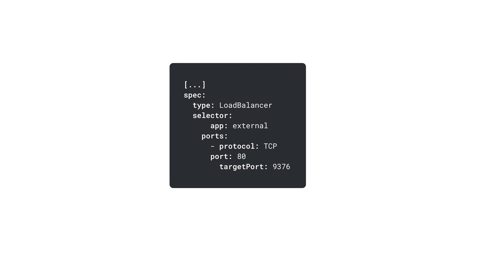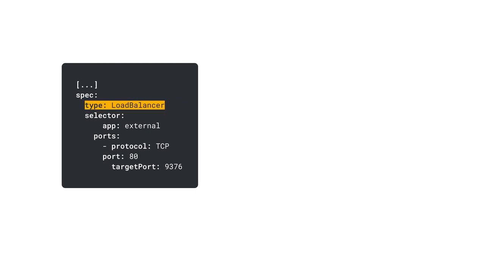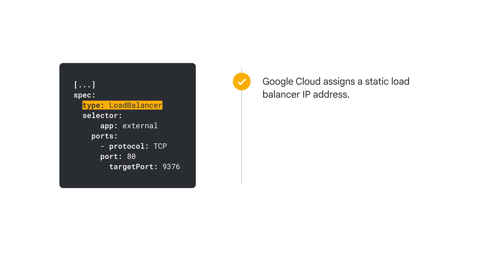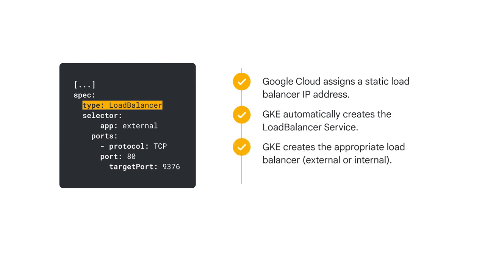To create a load balancer service, you need to start by specifying the type, load balancer. Google Cloud will then assign a static load balancer IP address that is accessible from outside your project. When you specify kind service with type load balancer in the resource manifest, GKE creates a load balancer service. GKE makes appropriate Google Cloud API calls to create either an external network load balancer or an internal TCP/UDP load balancer.